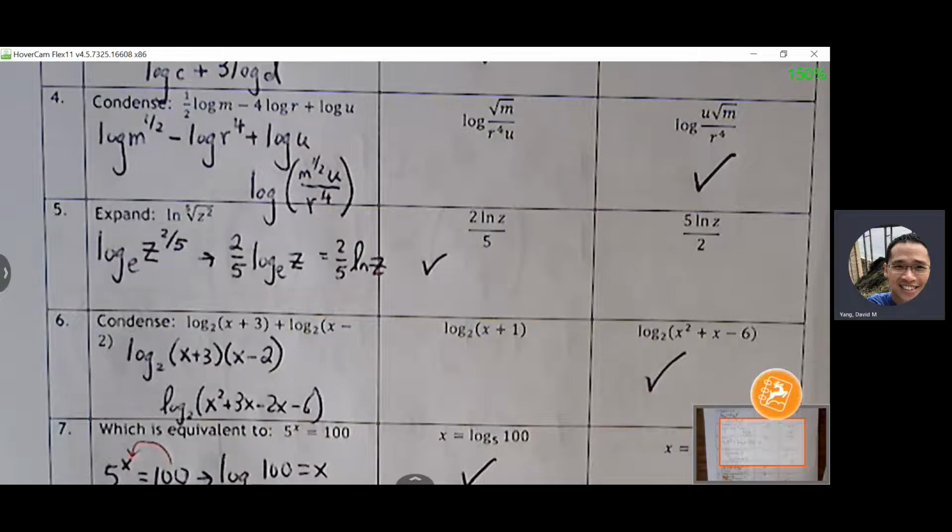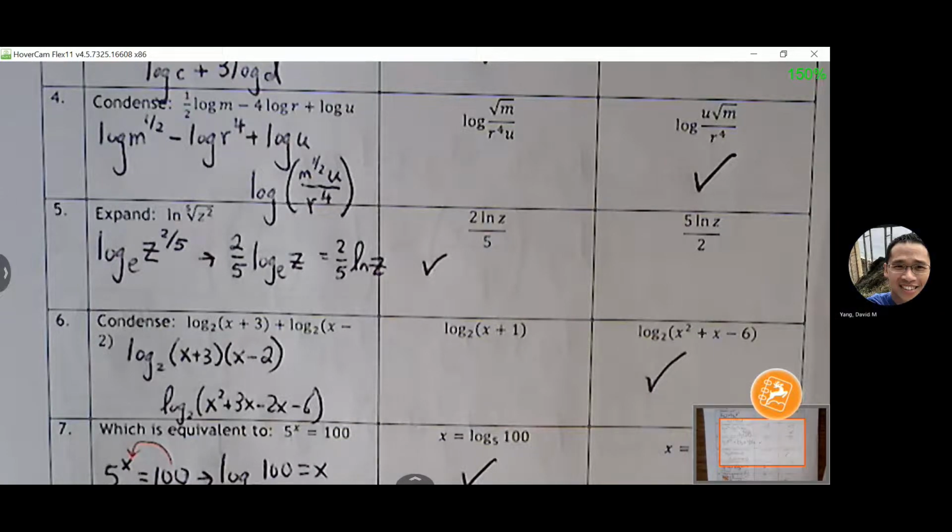So this fifth root of z squared is the same thing as z to the 2/5. Any number that's to the right is going to live in the numerator of the exponent. Any roots to the left are going to live in the denominator. Expanding means I'm going to push any exponent down in front, so I'm going to bring that 2/5 down in front. And log base e is the same thing as ln, so I wrote that as ln. So 2/5 ln z is the same thing as 2 ln z over 5.